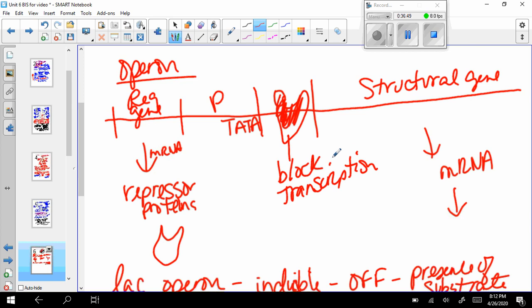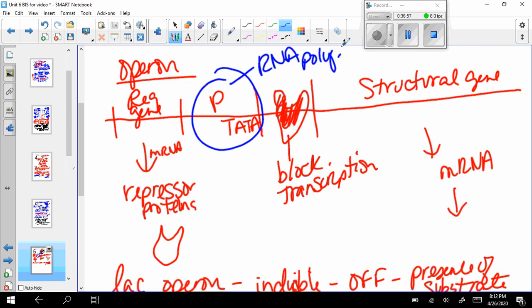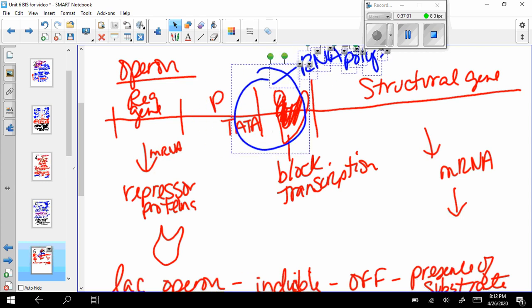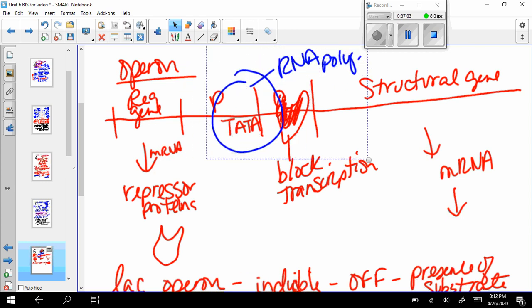And so if this piece is bound right here, this is going to block transcription. So what's it blocking? It's blocking polymerase. So right here, this would be my RNA polymerase. And if I take my pen again and I try and move it, this is stopping. It can't get any further. So right now, you would say that transcription is off. All right, we said that the way to turn it on was to add a substrate.